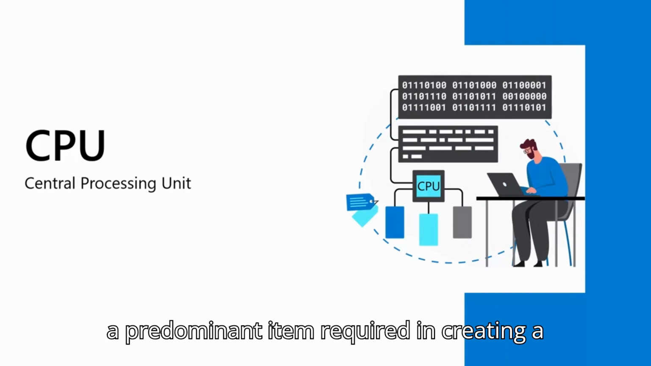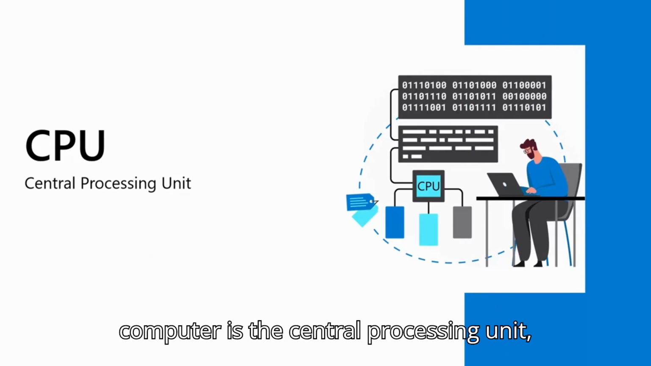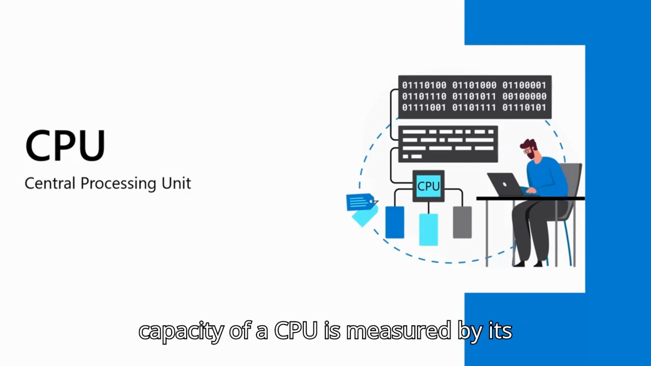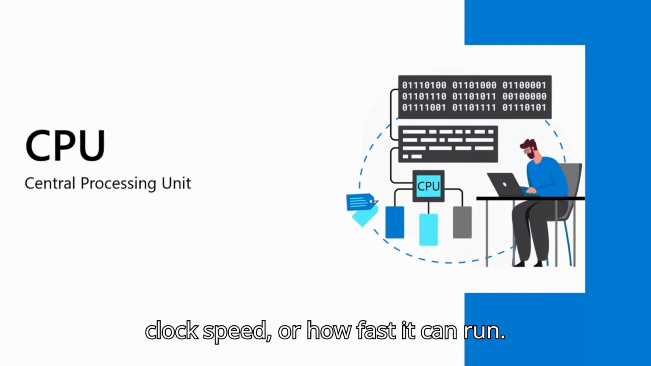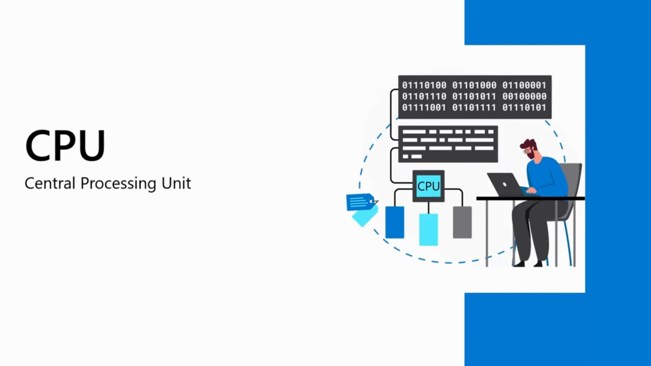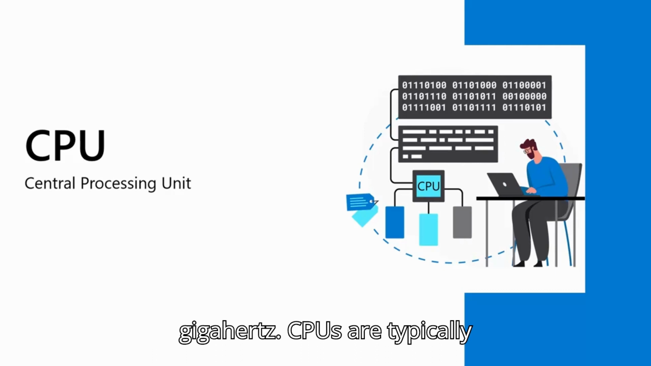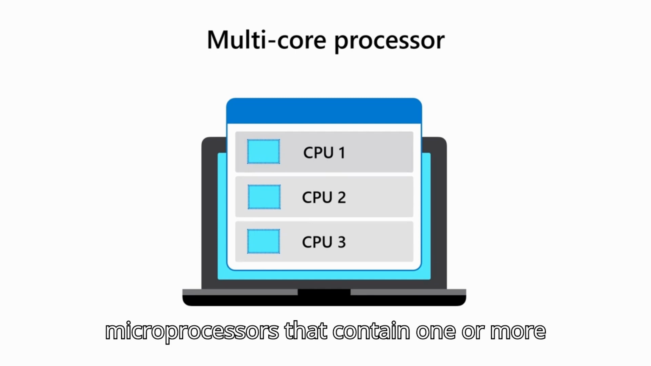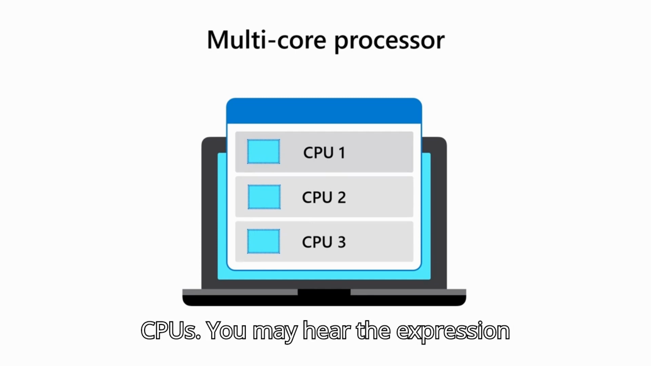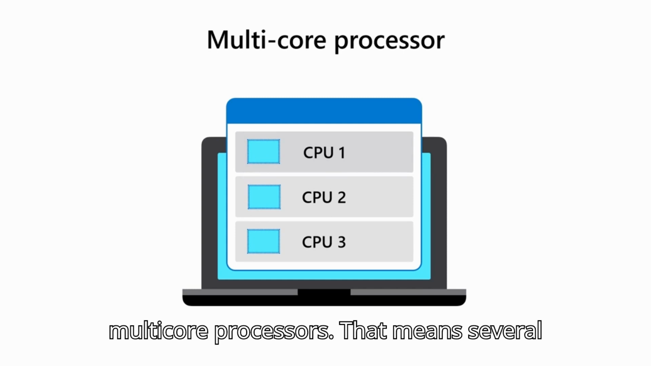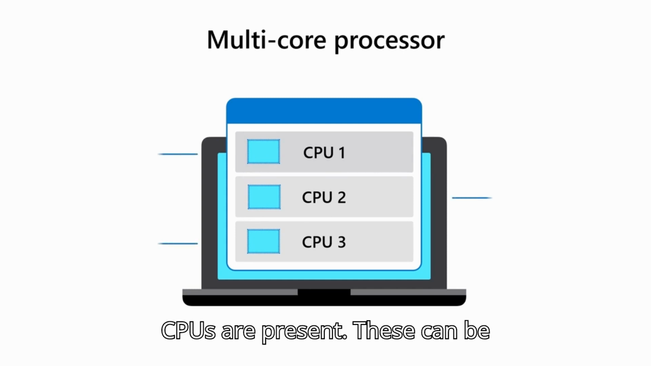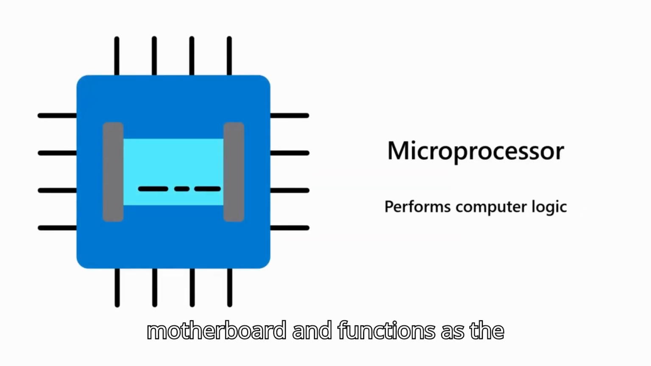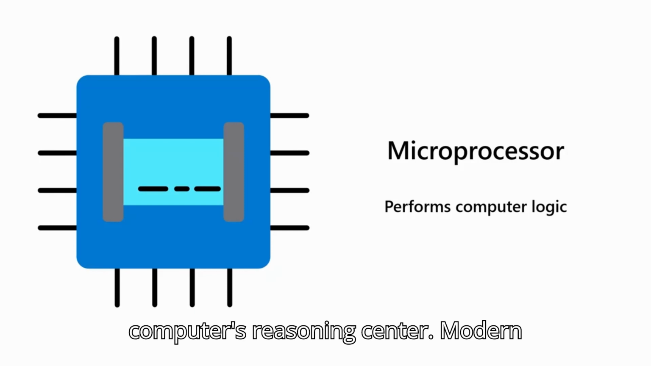Following on from the motherboard, a predominant item required in creating a computer is the central processing unit, more commonly referred to as the CPU. The capacity of a CPU is measured by its clock speed, or how fast it can run. The unit of measurement is called a gigahertz. CPUs are typically found on integrated circuit microprocessors that contain one or more CPUs. You may hear the expression multi-core processors. That means several CPUs are present. These can be configured to tackle a job in tandem. The microprocessor attaches to the motherboard and functions as the computer's reasoning center.